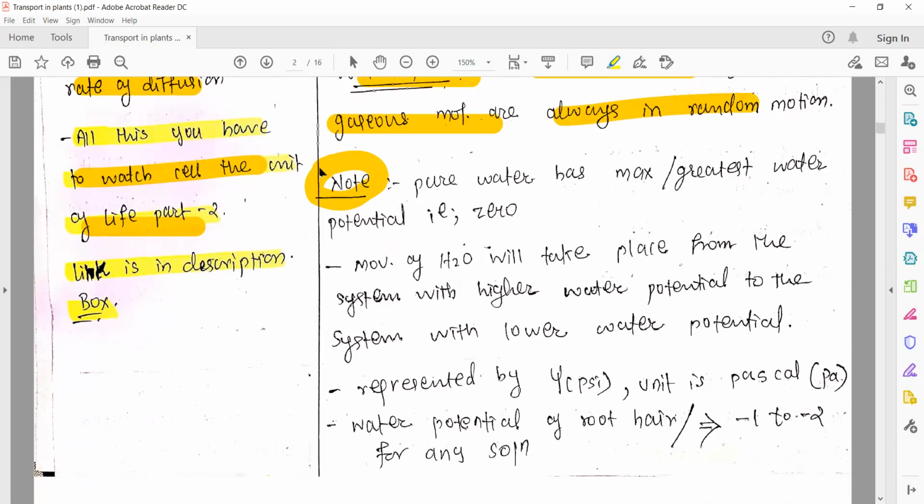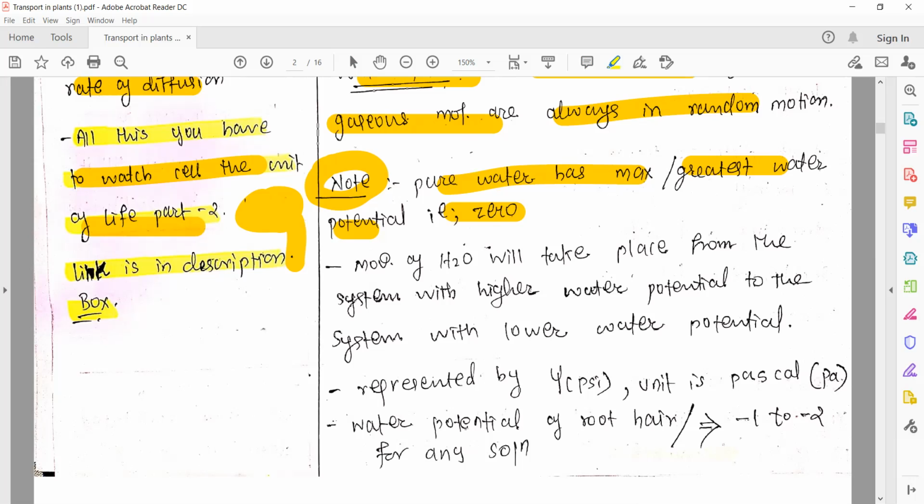Now for the notes, you should always keep one thing in mind: whatever notes come on the screen, these are all direct questions. So see, pure water has the maximum or greatest water potential. What is pure water? It means there are negligible impurities, no impurities at all, and that is considered as zero. I'm repeating again, pure water has the maximum water potential and that is considered as zero. Zero here means a negligible amount of impurities.